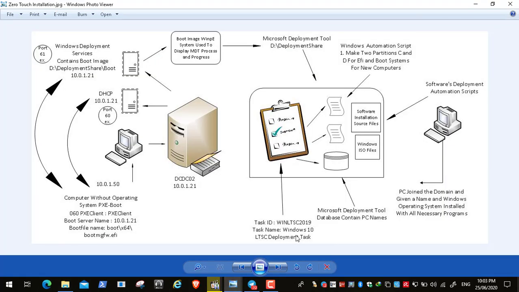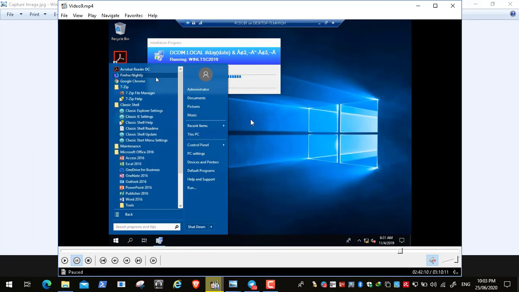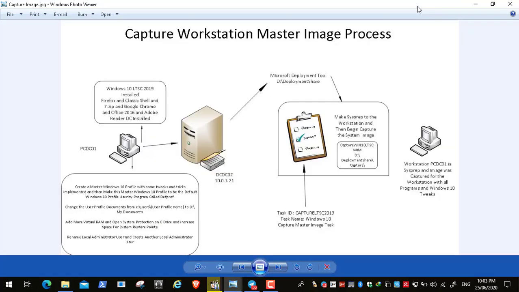So we will not deploy Windows 10 using scripts or Windows images. No, we will take an image of this Windows, and this Windows image will be our master image. This will be deployed after we take an image of this PC. How we will do this, I will show you in another graph.